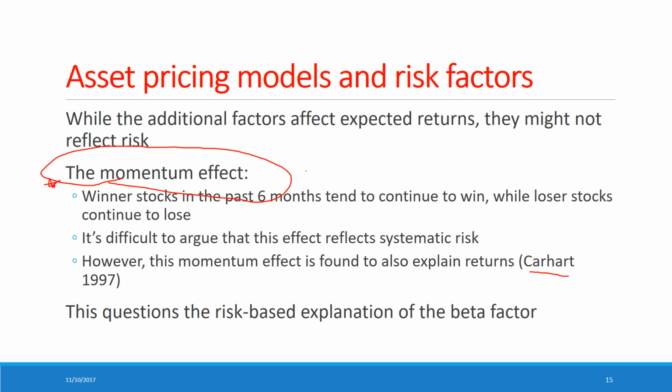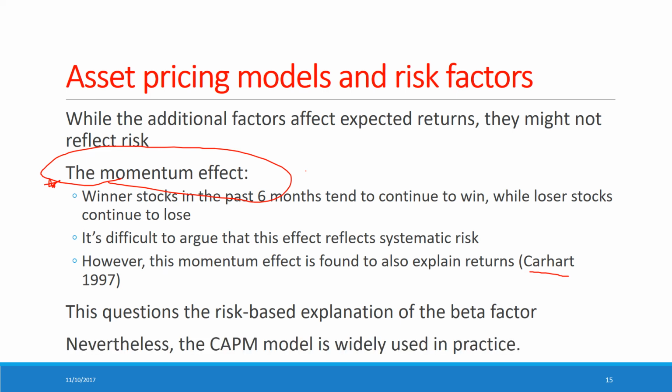Okay. So that questions the risk-based explanation of the beta factor, or it questions the heart of the CAPM theory, right, or modern portfolio theory. So what is it exactly that drives returns, right? If it's not risk, then what is it, right? So despite all the limitations and all the evidence against the CAPM model, it's still one of the most widely used models in practice, right?